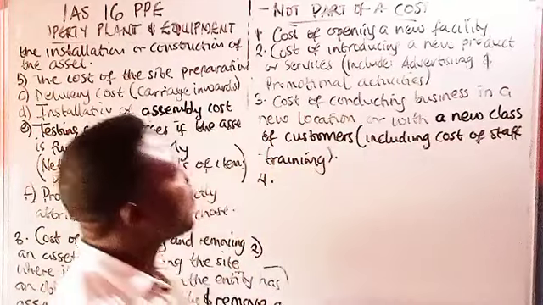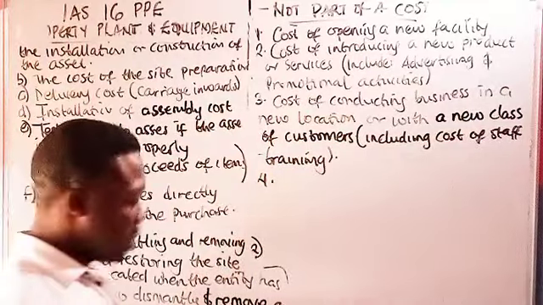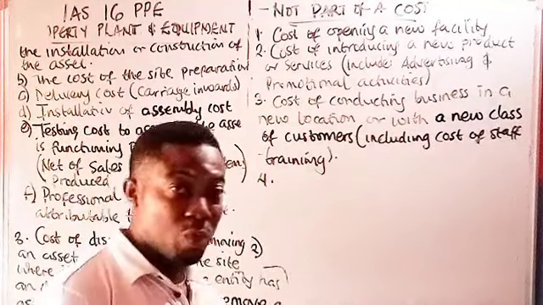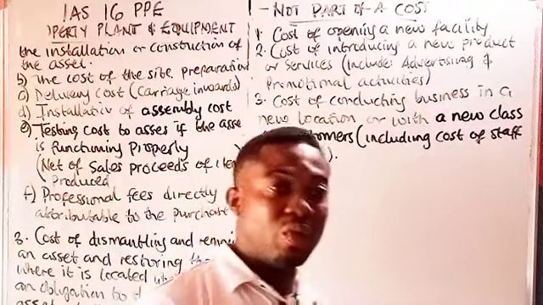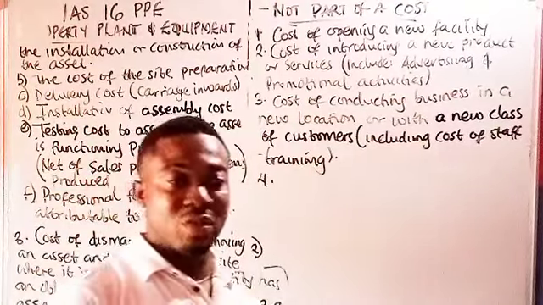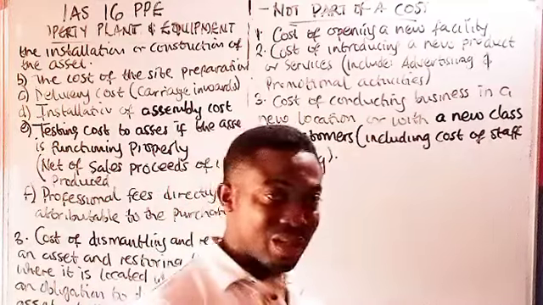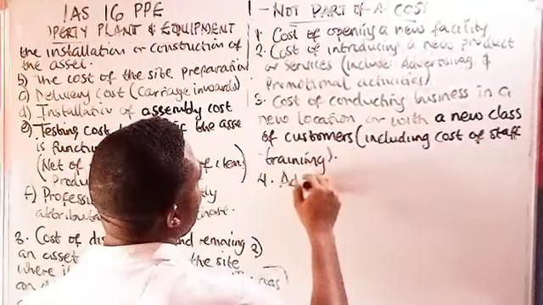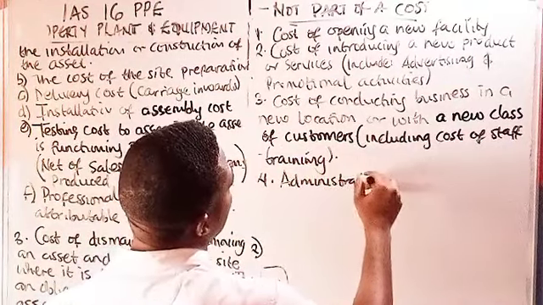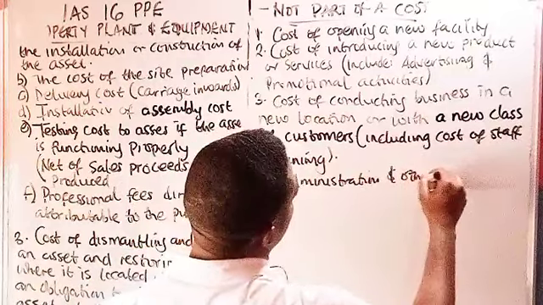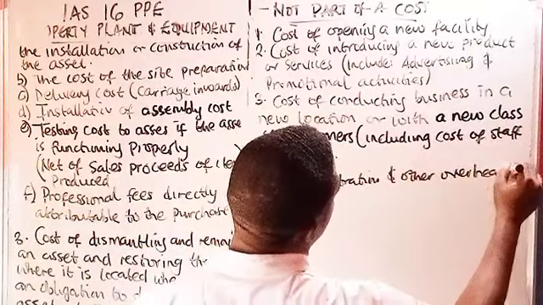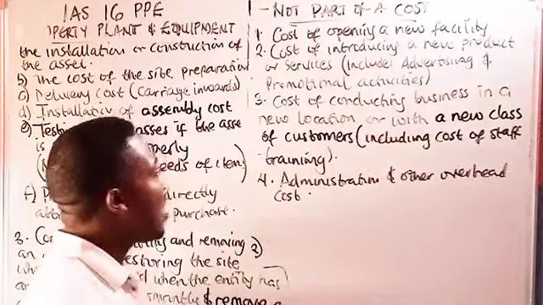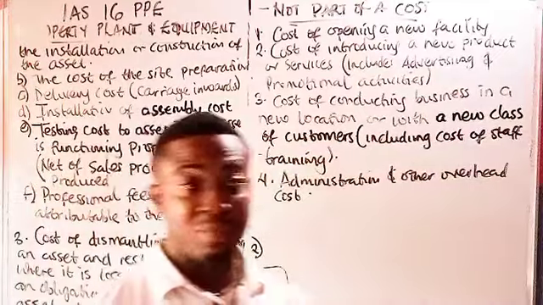Okay, so the cost of conducting a business in a new location with a new class of customers. If you move your business to a new location and you see a new class of customer, the cost involved in doing that is not a cost of an item of PPE. While the fourth one, administration and other overhead costs. So these four items are not part of the cost of an item of PPE.